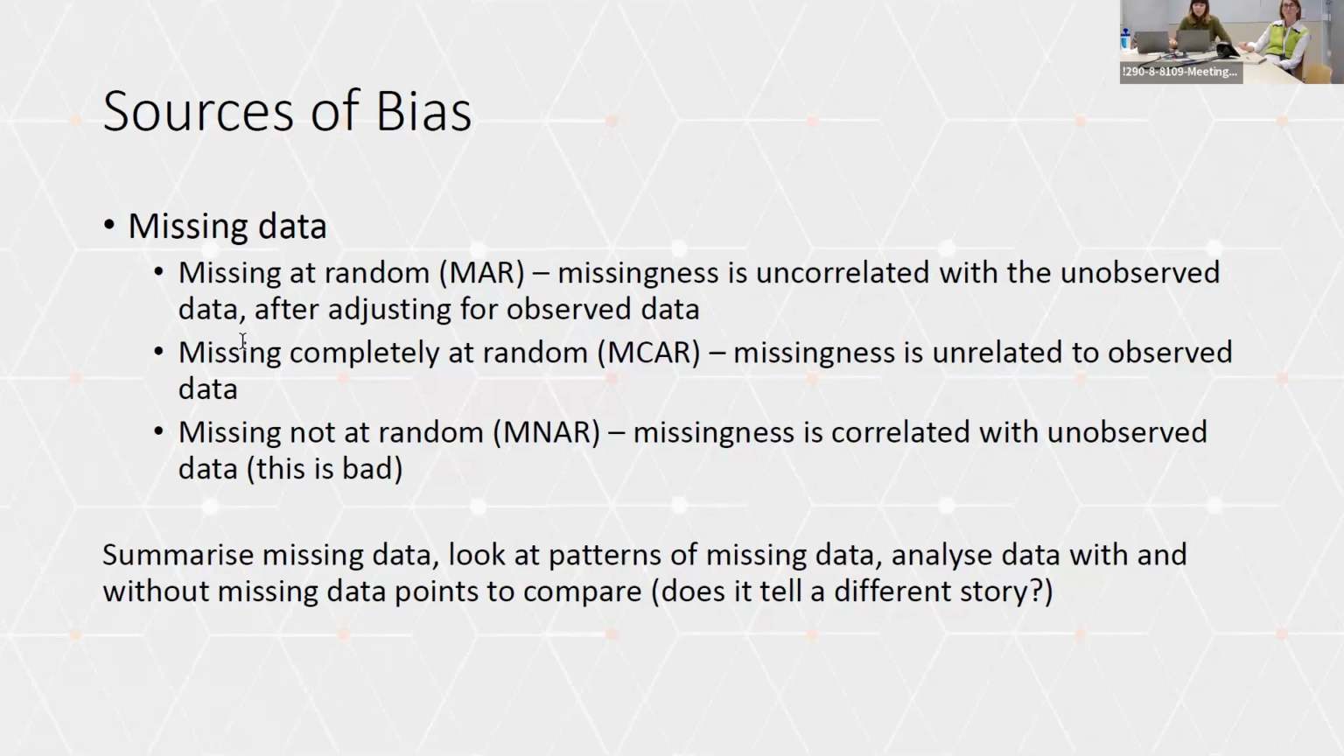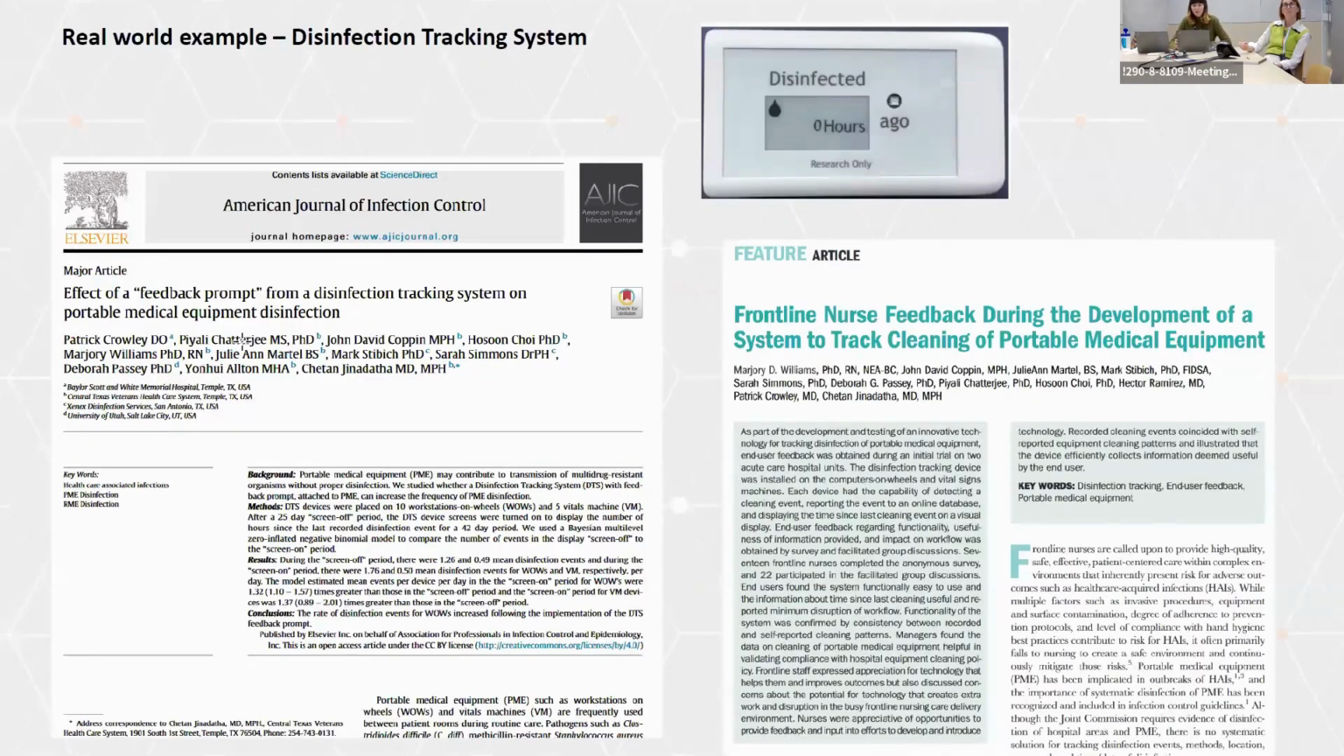Missing completely at random, usually you can just say we're going to analyze the available data we have. And usually that's okay. And then sometimes you can adjust for that, which is missing at random, but okay, sorry, I'll stop talking about that. I'm going to go over a real world example.